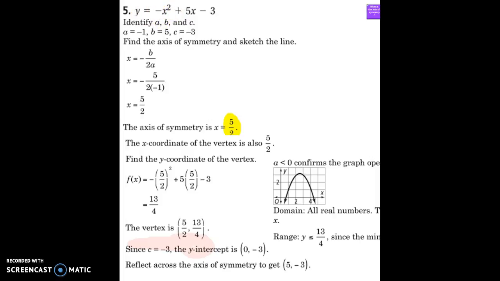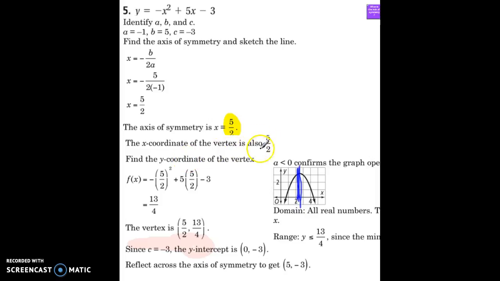In problem number 5, I'm going to graph it and talk about all the characteristics. So my a is negative 1, so I know it curves down. My linear term, which is 5, so that's b. My constant is negative 3. So to find the axis of symmetry, opposite of b over 2a. So I am going to put in negative 5 over 2 times negative 1. So my axis of symmetry is 5/2, which is 2.5. So on my graph, 2.5 divides it into 2 equal parts.